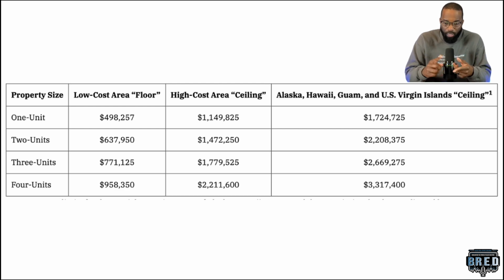Now, for Alaska, Hawaii, Guam, and the Virgin Islands, the ceiling is a bit over 1.7 million for 1 unit. For 2 units, a bit over 2.2 million. And for 3 units, a bit over 2.6 million. And for 4 units, a bit over 3.3 million.